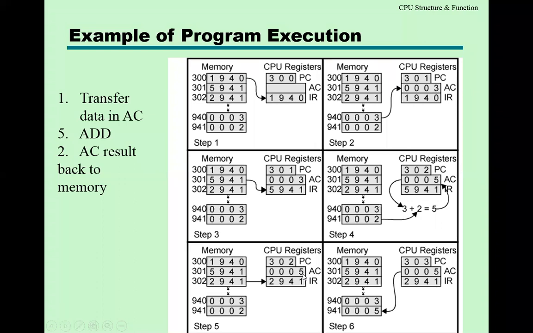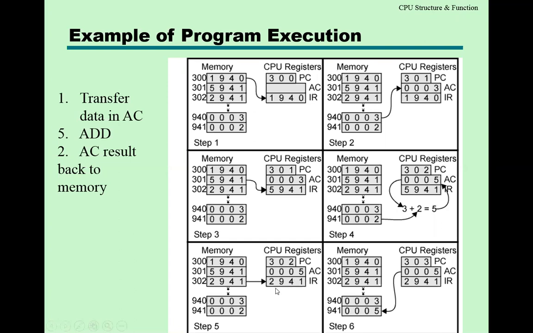Okay. Now what is the next step? After the execution of 301, the addition is complete. So the PC is incremented by 1 and now the PC becomes 302. The instruction at address 302 will be loaded into the IR, the instruction register. So 2941, this instruction is loaded into the IR.